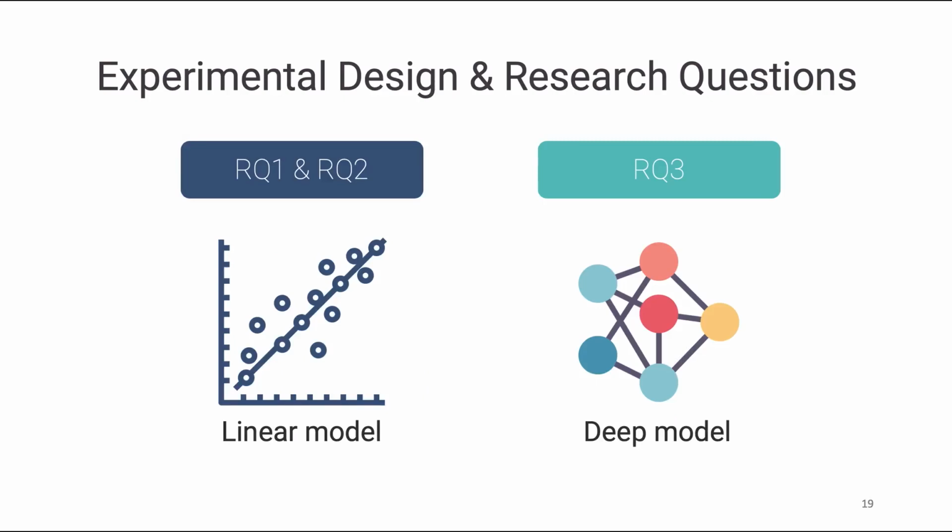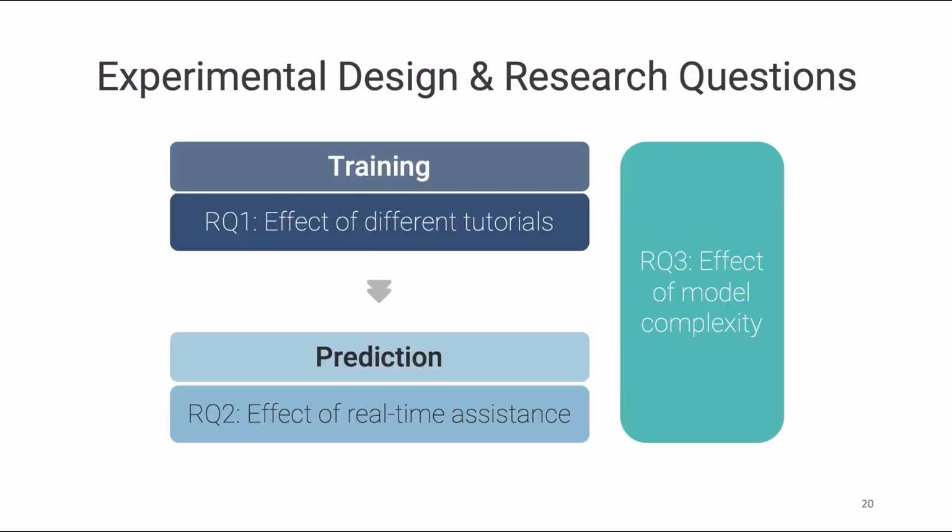The past two experiments use explanations from a linear classifier. Deep learning models have been gaining popularity due to their superior predictive abilities. Therefore, we wanted to find out how well our results would generalize. In other words, research question 3 investigates the effect of model complexity.